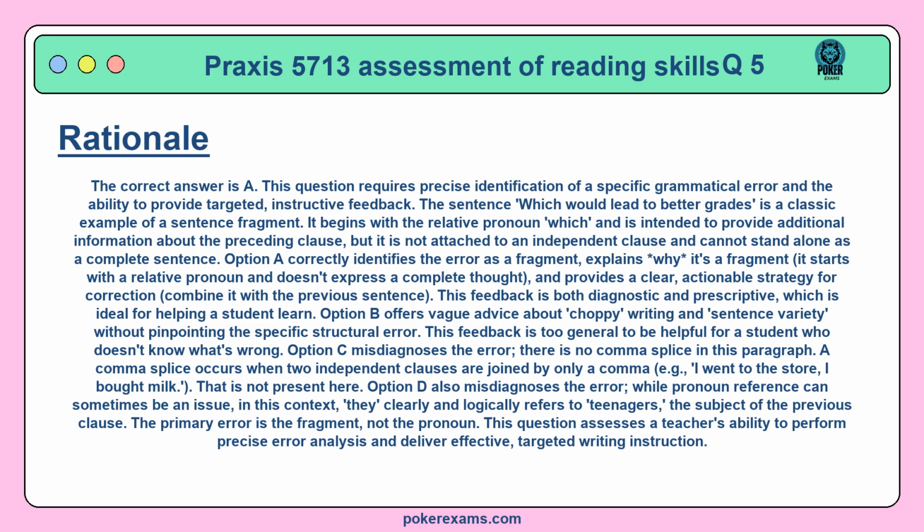Option C misdiagnoses the error. There is no comma splice in this paragraph. A comma splice occurs when two independent clauses are joined by only a comma, e.g., I went to the store, I bought milk. That is not present here. Option D also misdiagnoses the error. While pronoun reference can sometimes be an issue, in this context, they clearly and logically refers to teenagers, the subject of the previous clause. The primary error is the fragment, not the pronoun. This question assesses a teacher's ability to perform precise error analysis and deliver effective, targeted writing instruction.